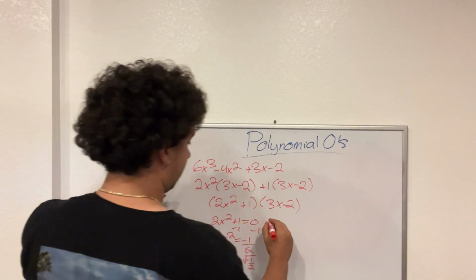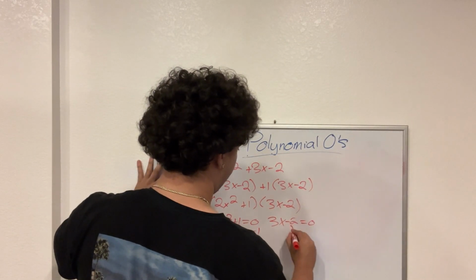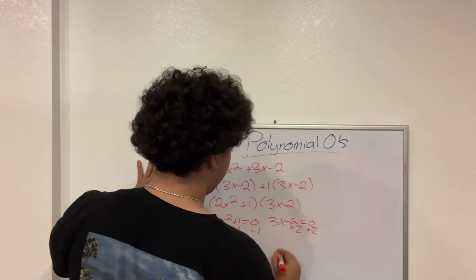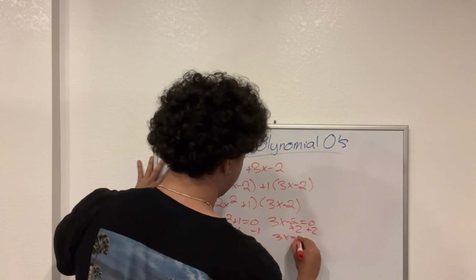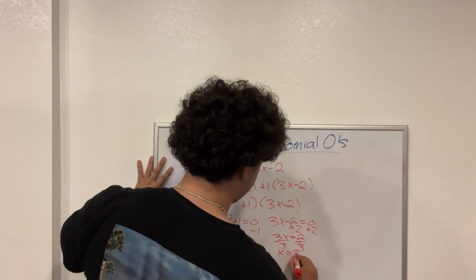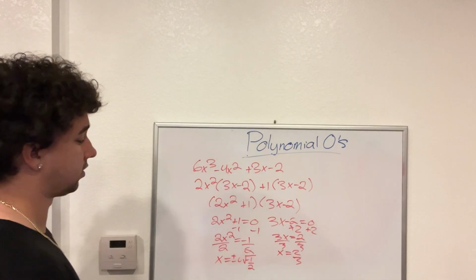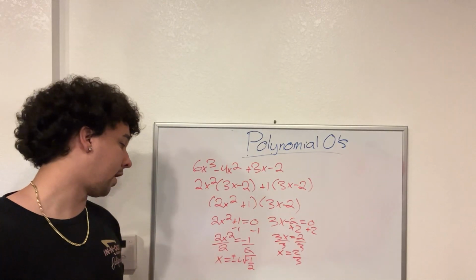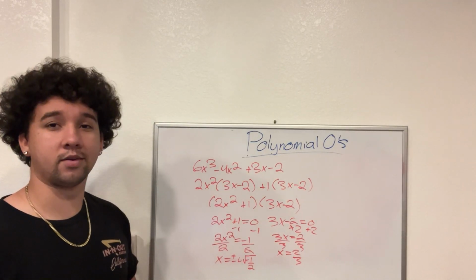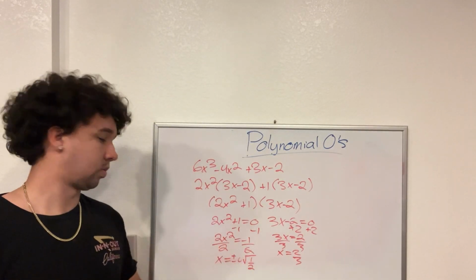Then for this one here, I'm going to do the same thing. 3x minus 2 equal to 0. I add 2 to this side. That's going to give me 3x is equal to 2. And then I divide everything by 3. It gives me x is equal to 2/3. Meaning all of my zeros in this case are positive 2/3 and plus or minus i times the square root of 1/2. In this case, I took out i square root of 1/2.